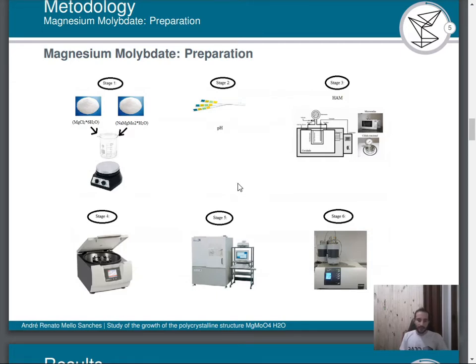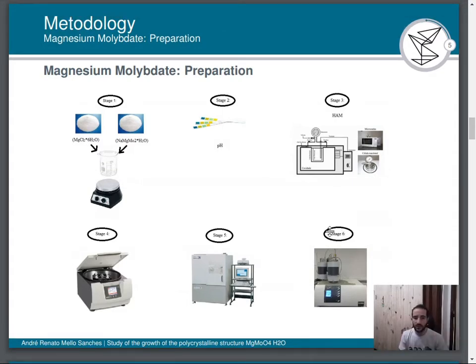The main results observed in relation to the structure of the samples were identified. In this stage 6, the thermal analysis of the samples was performed with the phases obtained from the magnesium molybdate.